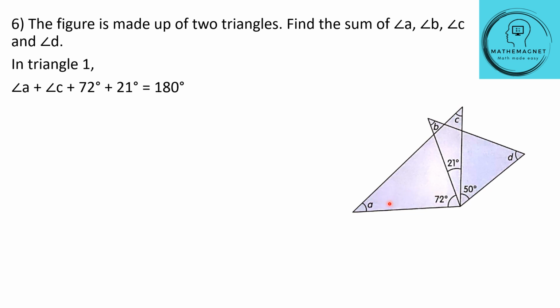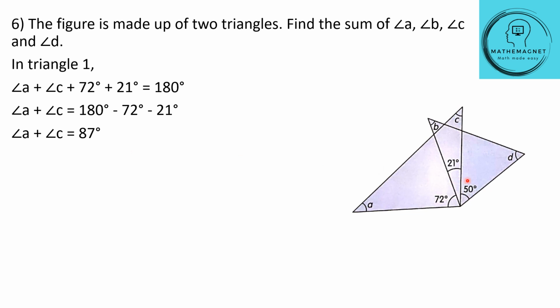So angle A plus angle C plus this angle is 72 plus 21 is 180 degrees. So angle A plus C will be equal to 180 minus 72 minus 21, which is equal to 87 degrees. Now we know angle A plus C is 87 degrees. We are stopping here because over here they asked us to find the sum of A plus B plus C plus D. Now we know A plus C is equal to 87 degrees.